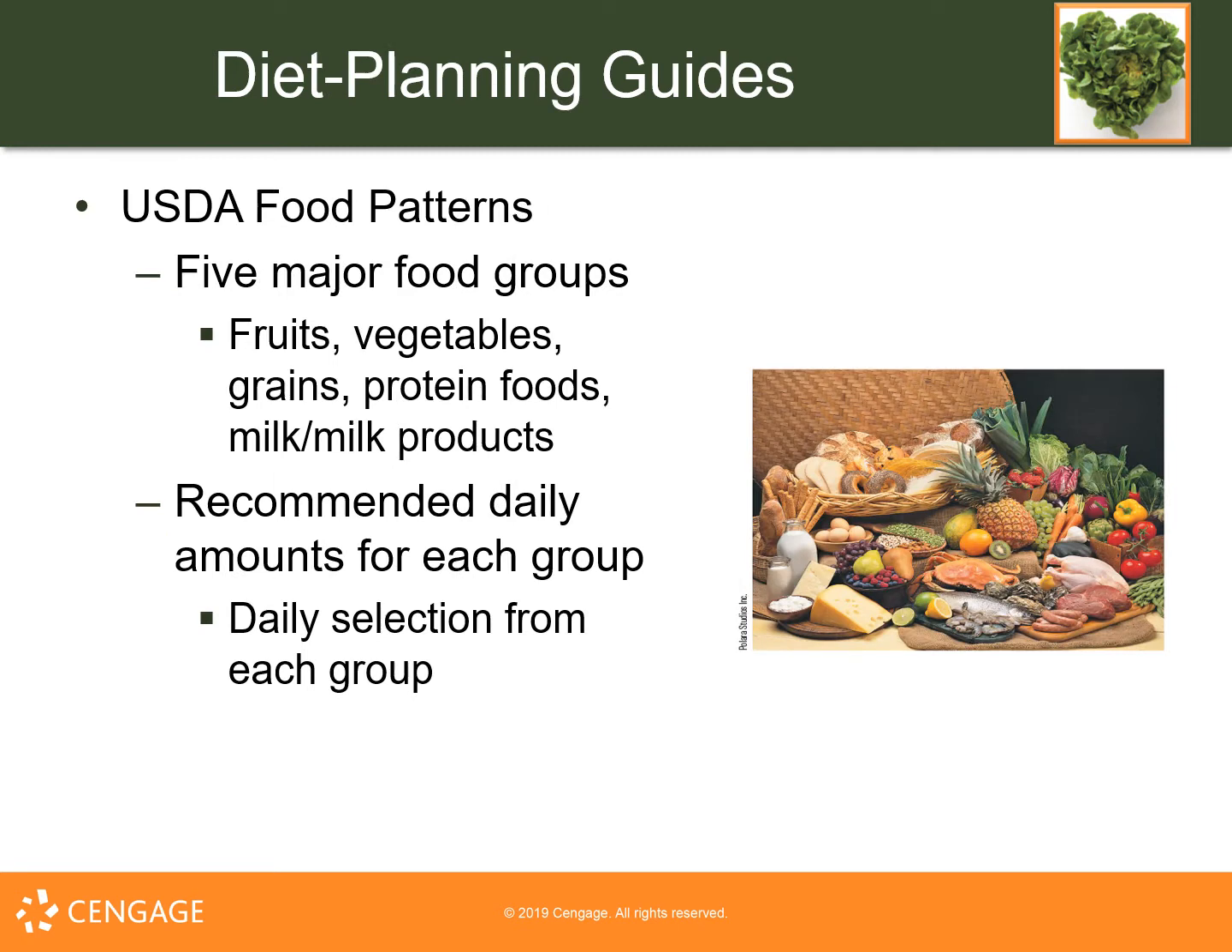Diet planning guides. So the USDA food patterns. You have 5 major food groups, which include your fruits, vegetables, grains, protein foods, as well as milk and milk products. If you've ever seen My Plate, that has a spot for all 5 of those categories.